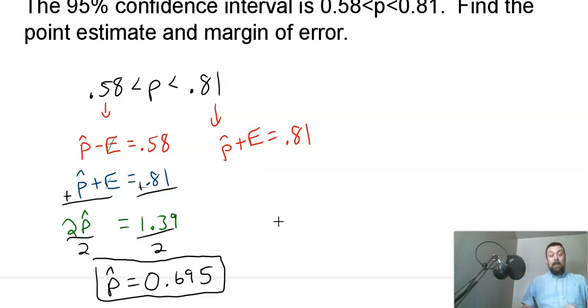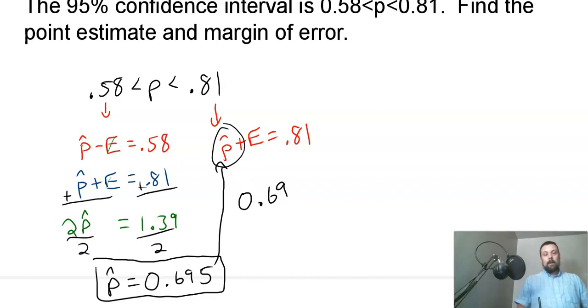Now I want to find E, so how would I find that? Well, how do you normally do that with a system of equations? Once you find the value of one of your variables, you plug it into either equation. Either would work, but this one I think will be easier because E is already positive. Plug the value of p-hat into this equation, and then you can solve for E, right? So I'm going to have 0.695 plus E equals 0.81. And then all I have to do is subtract to the other side to solve for E. So minus the 0.695.